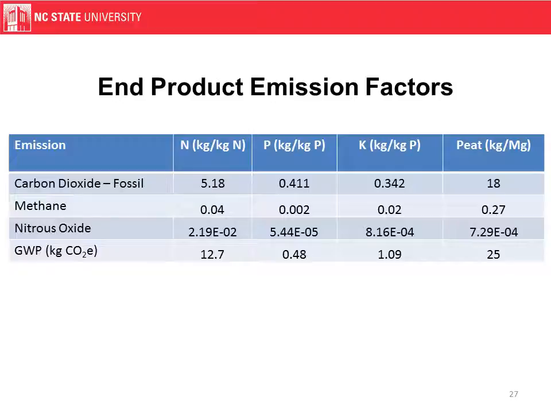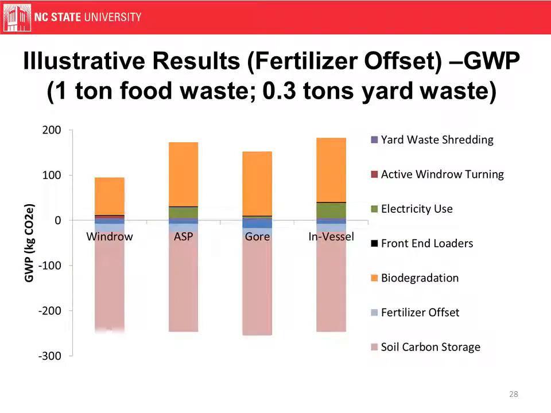Then if we're talking about potential fertilizer offsets or peat offsets here, this is just a quick overview of what you're offsetting. So for every kilogram of nitrogen fertilizer equivalent, you're offsetting about 5 kilograms of CO2 emissions, for example. Okay, some quick results. This is from a study we did where the functional unit was 1 ton of food waste plus about 600 pounds of yard waste. And you can see the breakdown here.